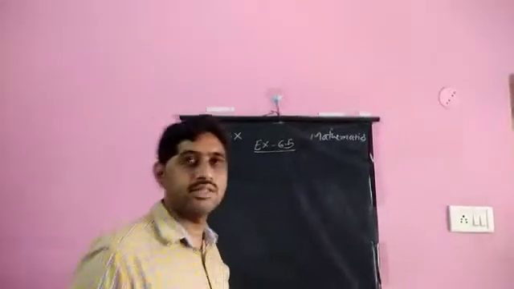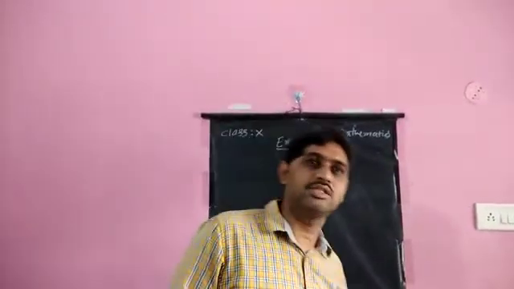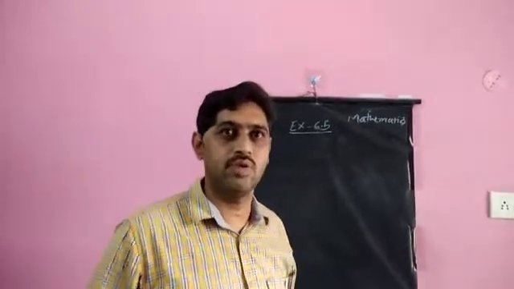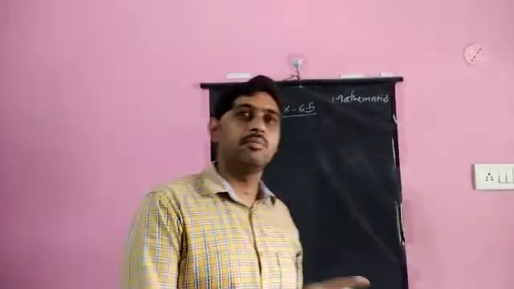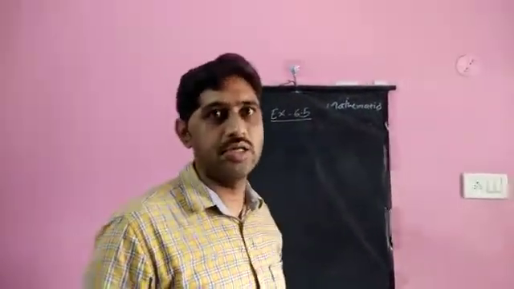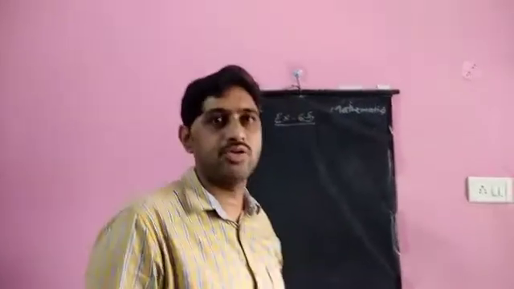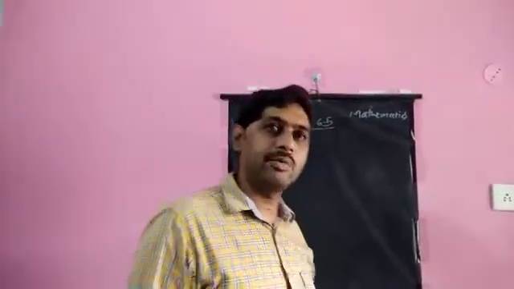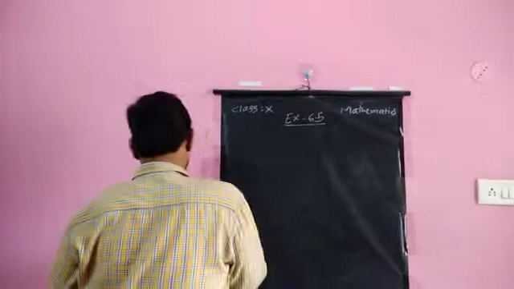Class 10 Mathematics, exercise 6.5. First question and second question were done in the other video. Third question you need to do as homework, similar to the second one. Be careful while writing the notation that the two triangles are similar, then you will get the ratio of the sides and the RTP. The third question we will be doing as homework.